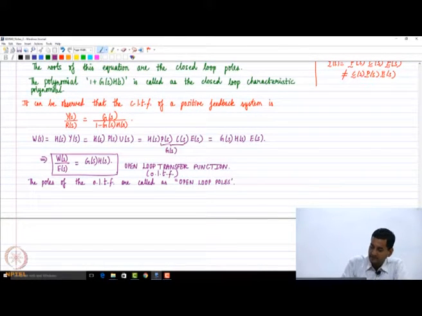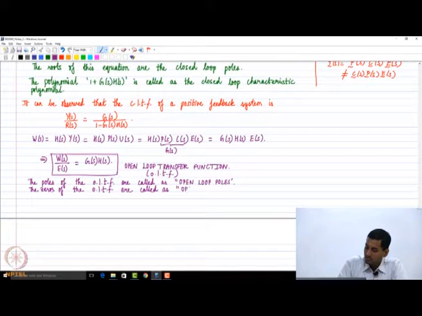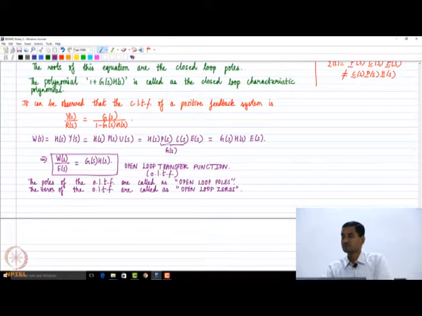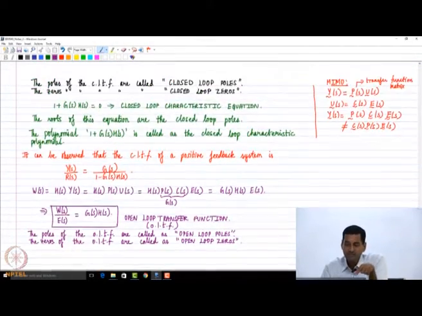And the zeros of the open loop transfer function are called open loop zeros. So that's once again some terminology we should remember. If you encounter the adjective open loop, we are talking about G of s times H of s. I hope it's clear why it's open loop.